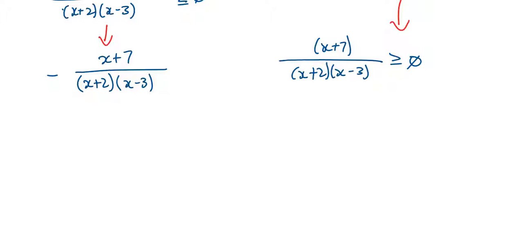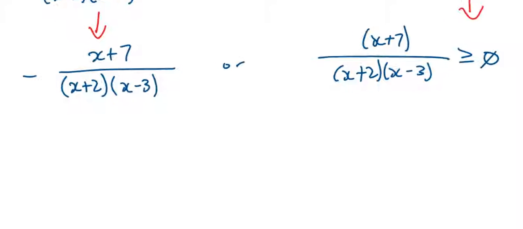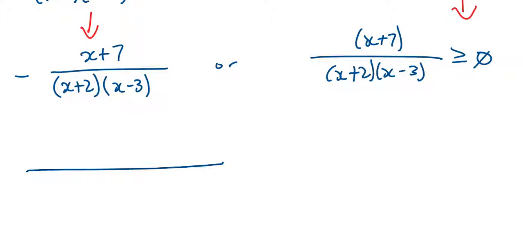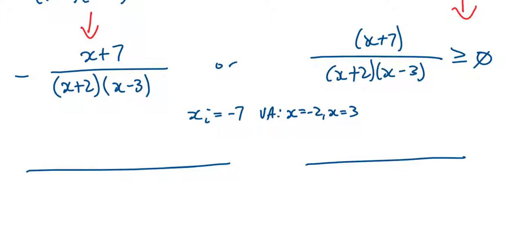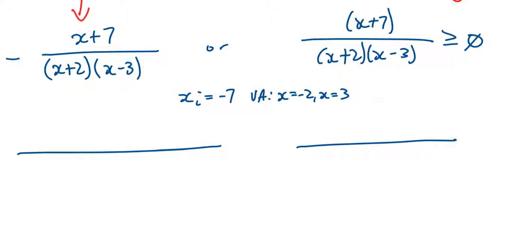One or the other? My x-intercept, I'm going to do it in the middle because it's the same for both. It's -7. And my vertical asymptotes are x equals -2 and x equals +3. So I've got an intercept at -7, an asymptote at -2, and an asymptote at 3, and same thing over here.